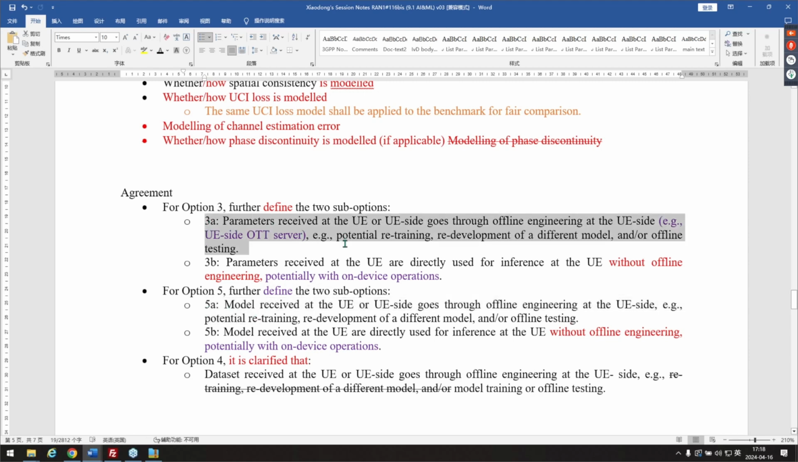Yeah, so there is e.g. UE side OTT server in the purple color. Purple color, e.g. UE side OTT server. Yeah, UE side OTT. Yes. Yeah, so that should be copied over into 5A. And also option 4.